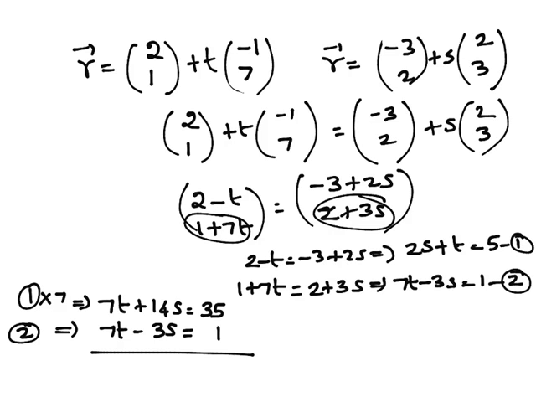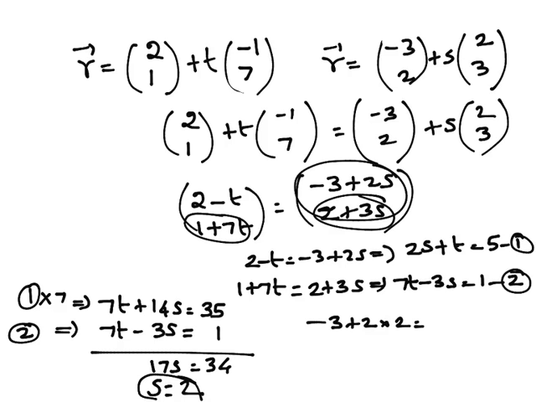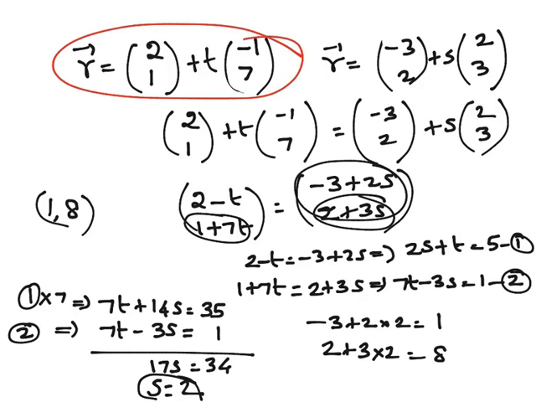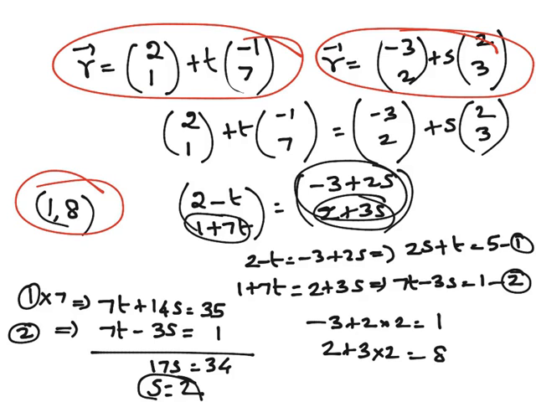Now when I subtract, I'll get 17s = 34. So s = 2. Now substitute this 2 here. So you'll get -3 + 2 into 2, which is 1. And then you'll get 2 + 3 into 2, which is 8. Therefore, (1, 8) is the point of intersection of this line and this line. So this is how you find it.